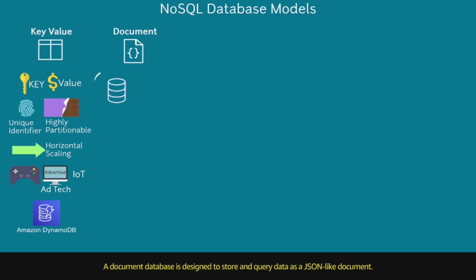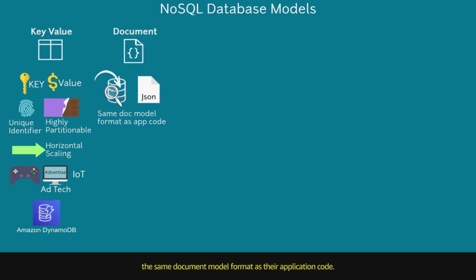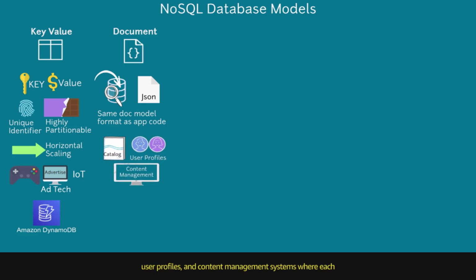Document. A document database is designed to store and query data as JSON-like documents. This makes it easier for developers as they are using the same document model format as their application code. Typical use cases include catalogs, user profiles, and content management systems where each document is unique and evolves over time. Amazon DocumentDB with MongoDB compatibility and MongoDB are popular document databases.